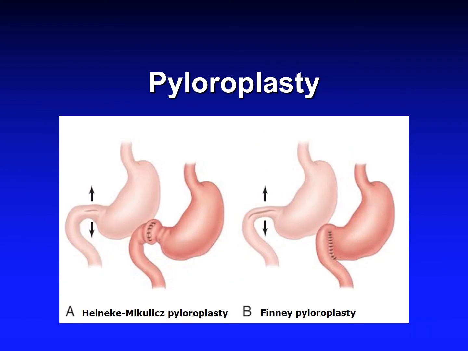In addition to that, we can do pyloroplasty, increase the size of the pylorus, doing 2 techniques, the Heineke-Mikulicz pyloroplasty and the Finney pyloroplasty. Each of these techniques basically increases the size of the pyloric sphincter, which basically allows food to go out of the stomach without stimulation of gastric acid secretion.